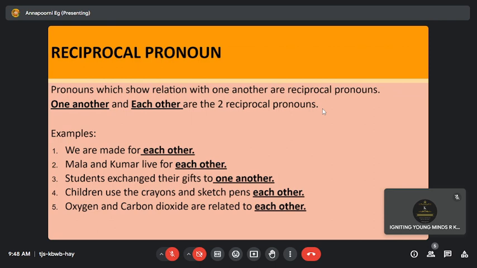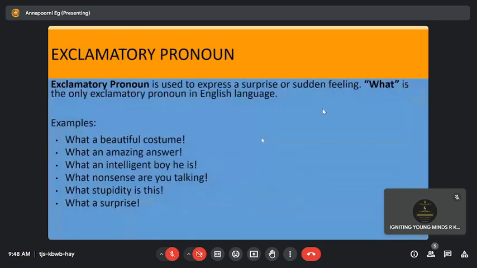Fine. So now we are moving to the last part, that is exclamatory pronoun. So this is very simple. Exclamation का मतलब है आश्चर्य, है ना? So exclamatory pronoun is used to express a surprise or sudden feeling, and there is only one exclamatory pronoun. What is the only exclamatory pronoun in English? What a beautiful flower! What an amazing voice! What a fantastic boy! So what is an exclamatory pronoun?